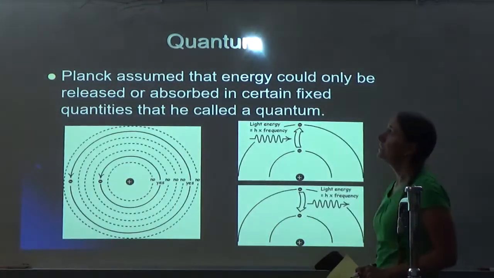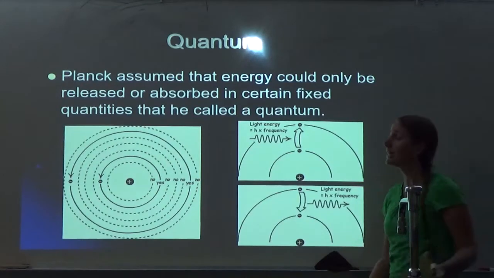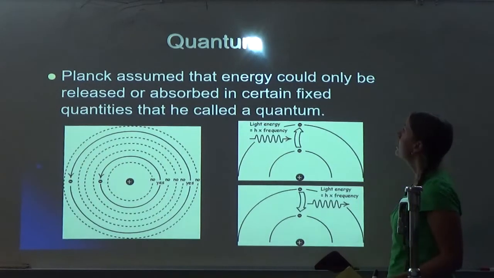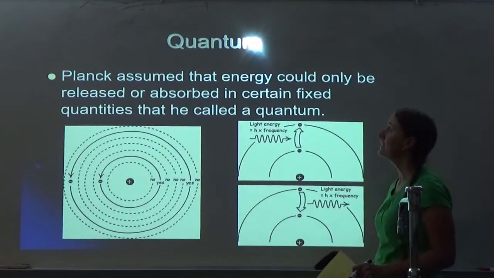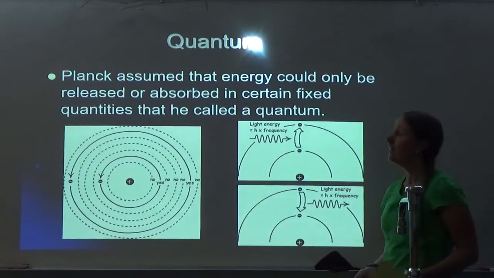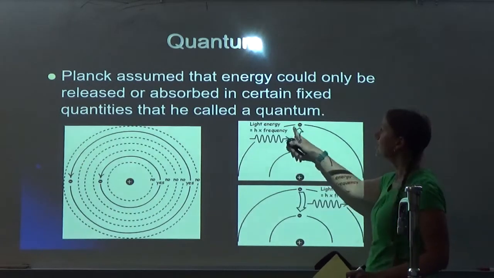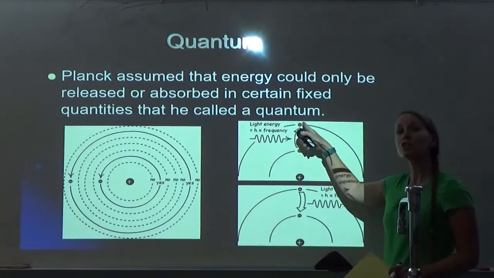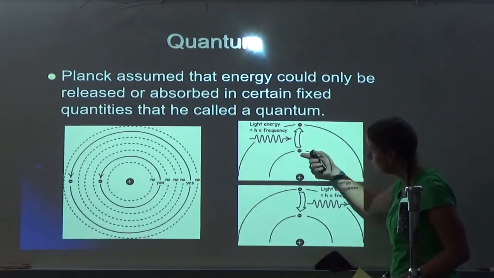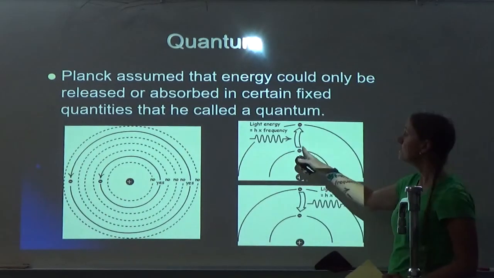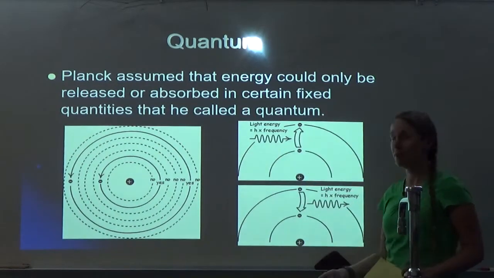So Planck, remember we talked about him from Planck's constant, assumed that energy could only be released or absorbed in certain fixed quantities that he called a quantum. This is where we started talking about in honors the electron absorbing a quantum of energy and jumping to a higher level, or losing a quantum of energy. Remember, if it doesn't absorb a full quantum, it can't jump.